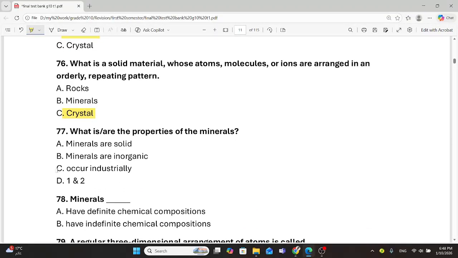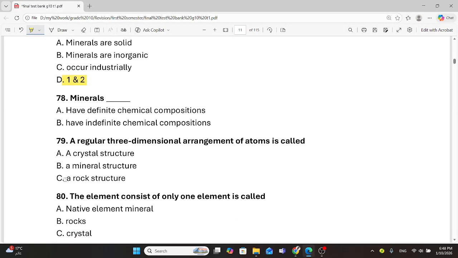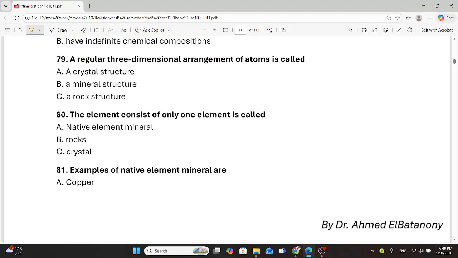طيب what are the properties of the mineral: are solid تمام, mineral are inorganic تمام, occur industrially لا يبقى 1 و 2. Minerals have definite chemical composition ولا indefinite لا definite chemical composition. طيب a regular three-dimensional arrangement of atoms is called regular arrangement يبقى a crystal structure.